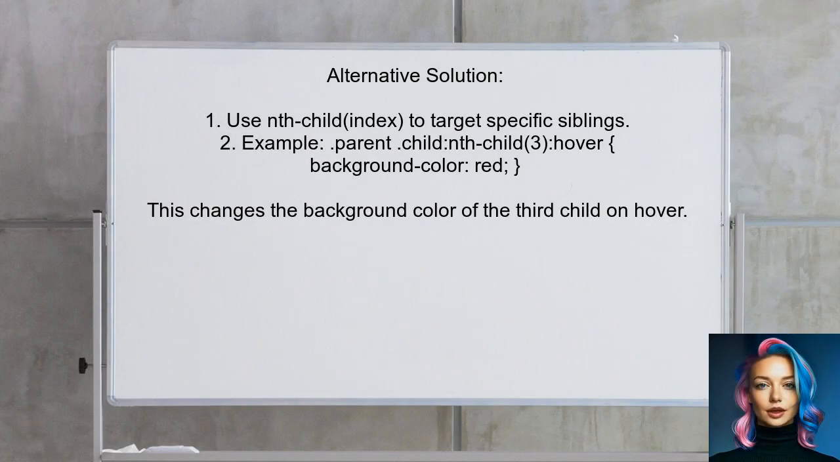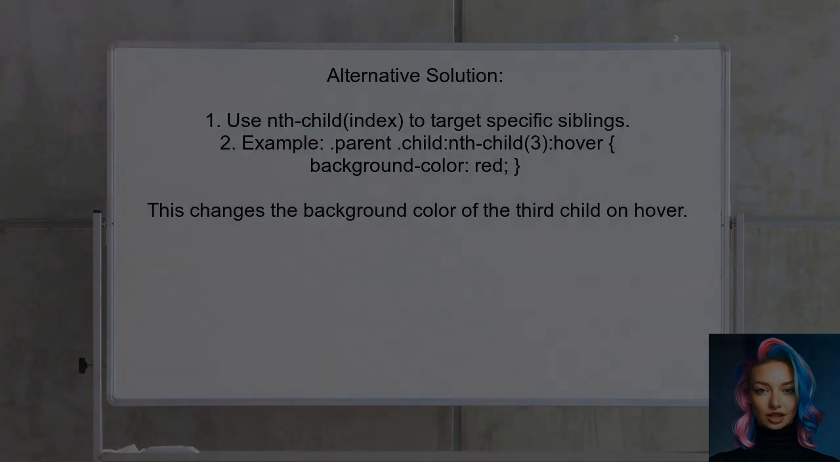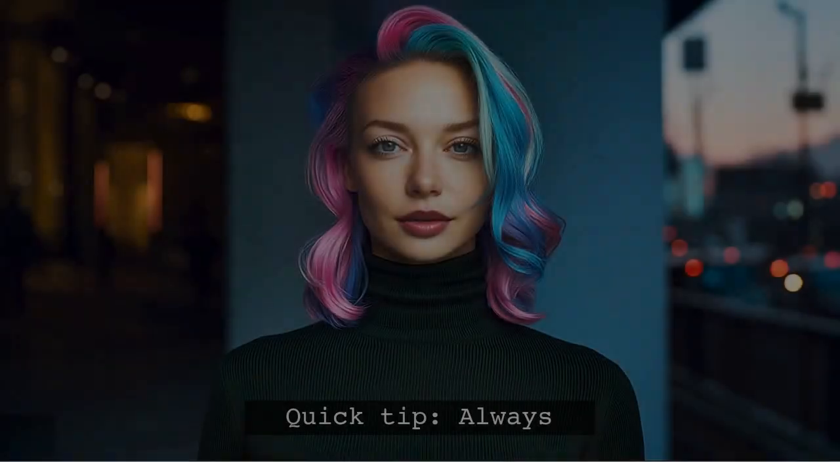One user suggests that you can style the nth sibling using the nth-child selector in CSS. For example, to change the background color of the third child when it is hovered over, you can use the code snippet provided.